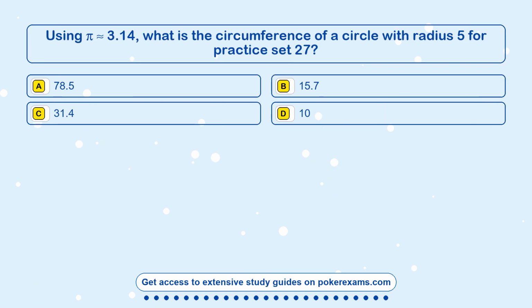Question 17. Using pi as 3.14, what is the circumference of a circle with radius 5 for practice set 27? Option A, 78.5. Option B, 15.7. Option C, 31.4. Option D, 10.